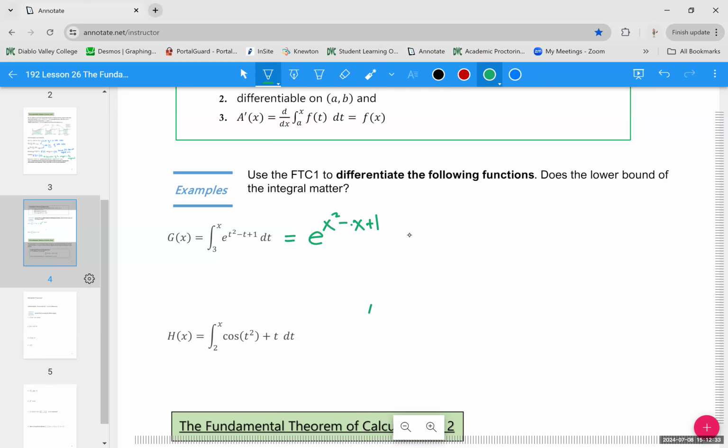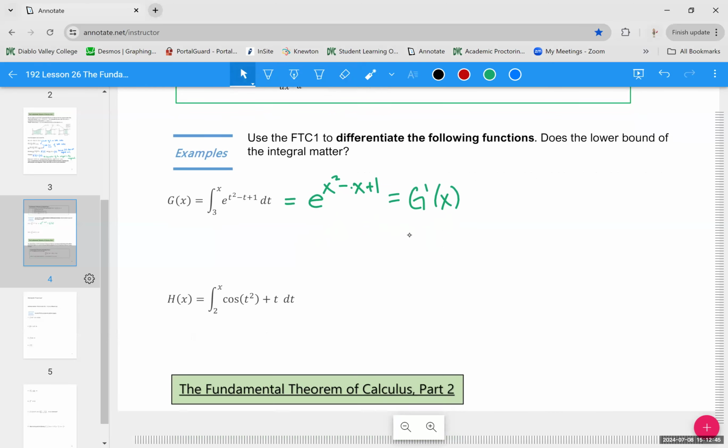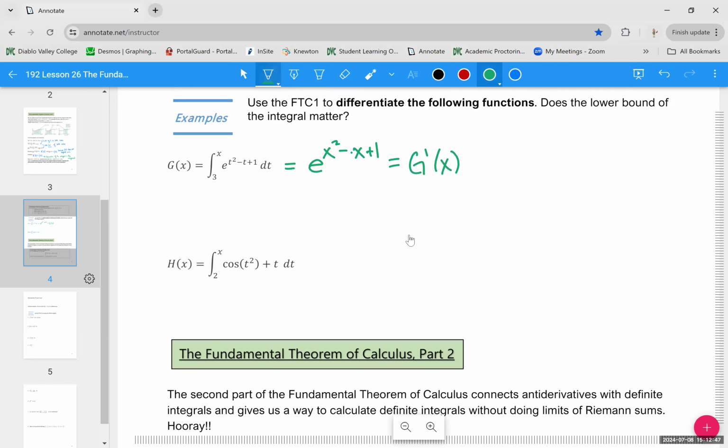to the integrand itself. Okay, and that's because, I should write that equals g prime of x, so we're clear. It's because the derivative and the integral cancel each other out. Okay, so same thing here. I'm taking h prime of x. It's just going to be cosine of x squared plus x.